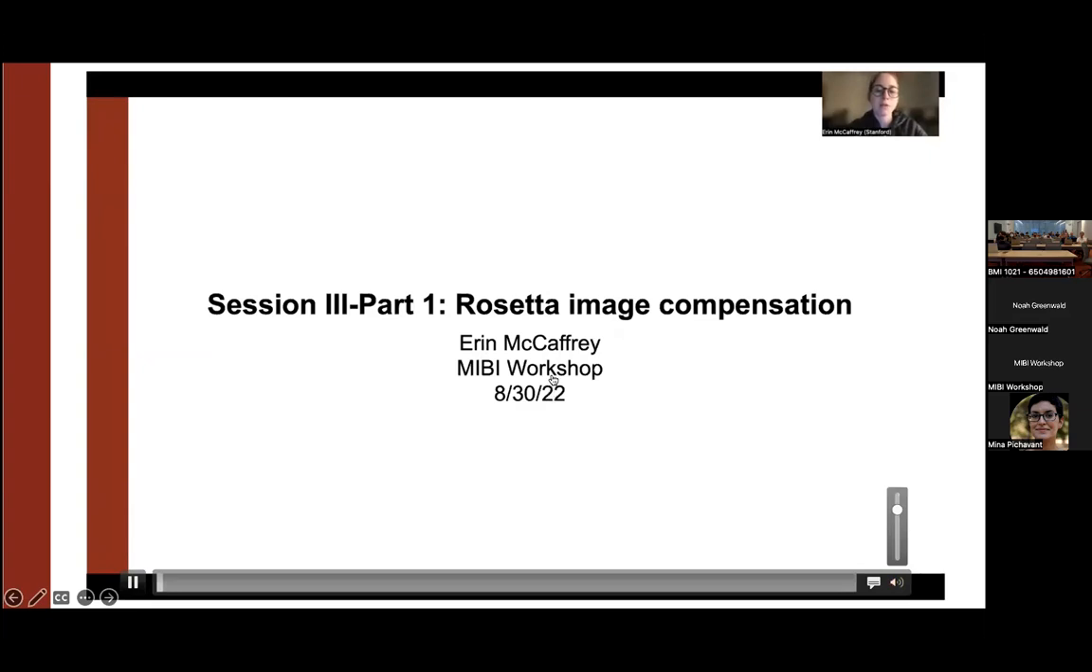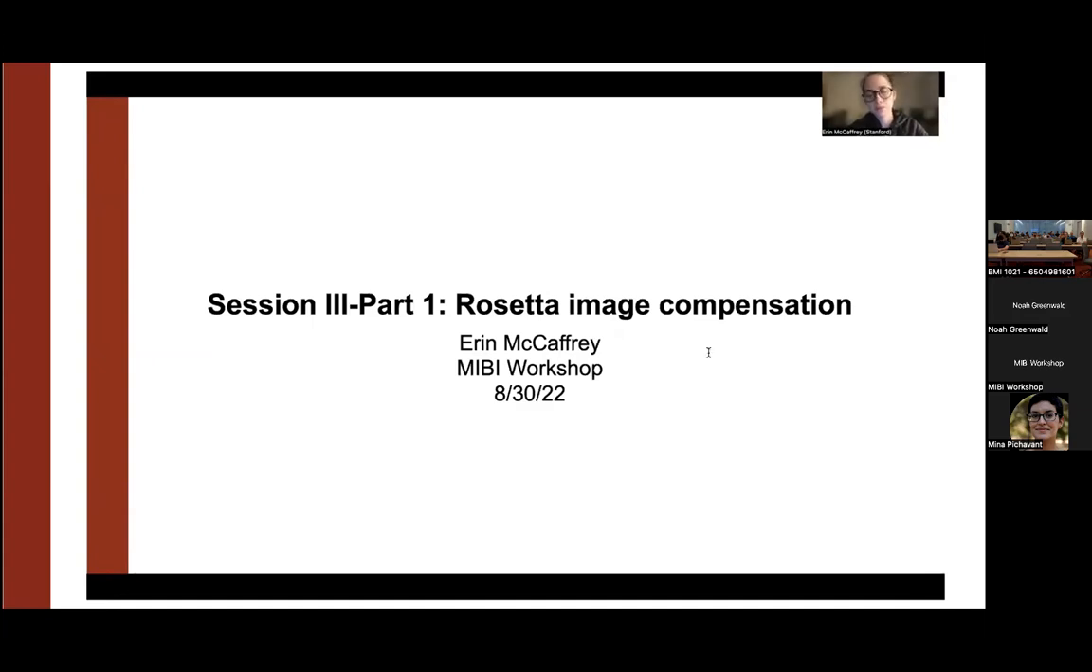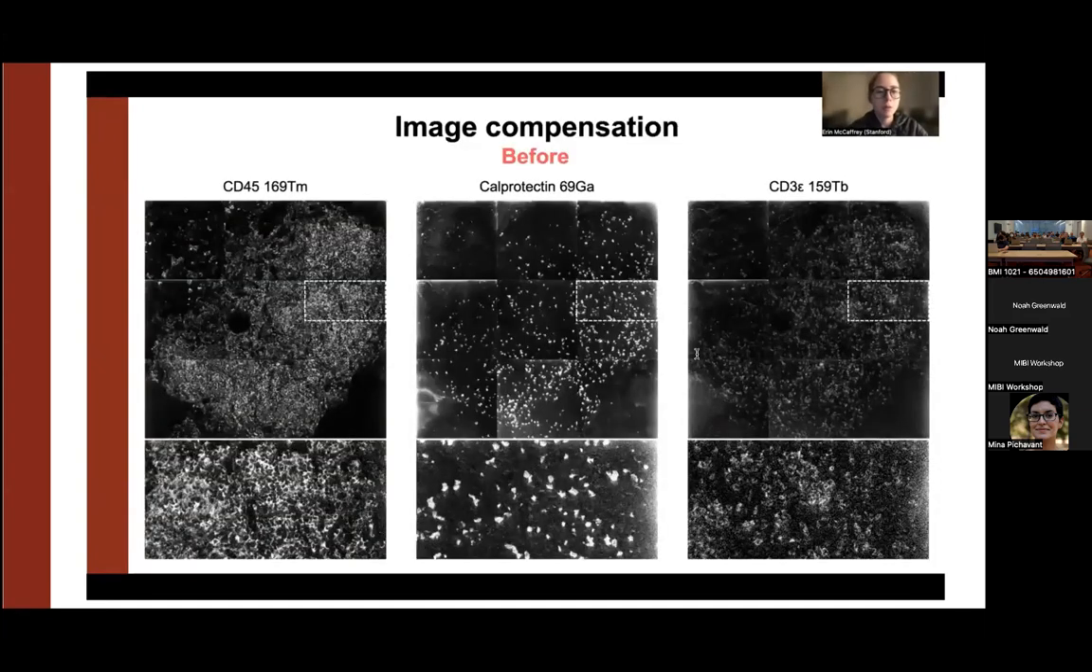Step we must take when processing our newly collected imaging data, which is known as Rosetta image compensation. And so to begin, I'm showing you here 3 examples of raw MIBI top data that has undergone no processing except for basic data extraction. On the left is CD45, a membrane marker that delineates immune cells. In the middle is calprotectin, which stains neutrophils. And on the right is CD3 epsilon, a membrane marker that labels T cells.